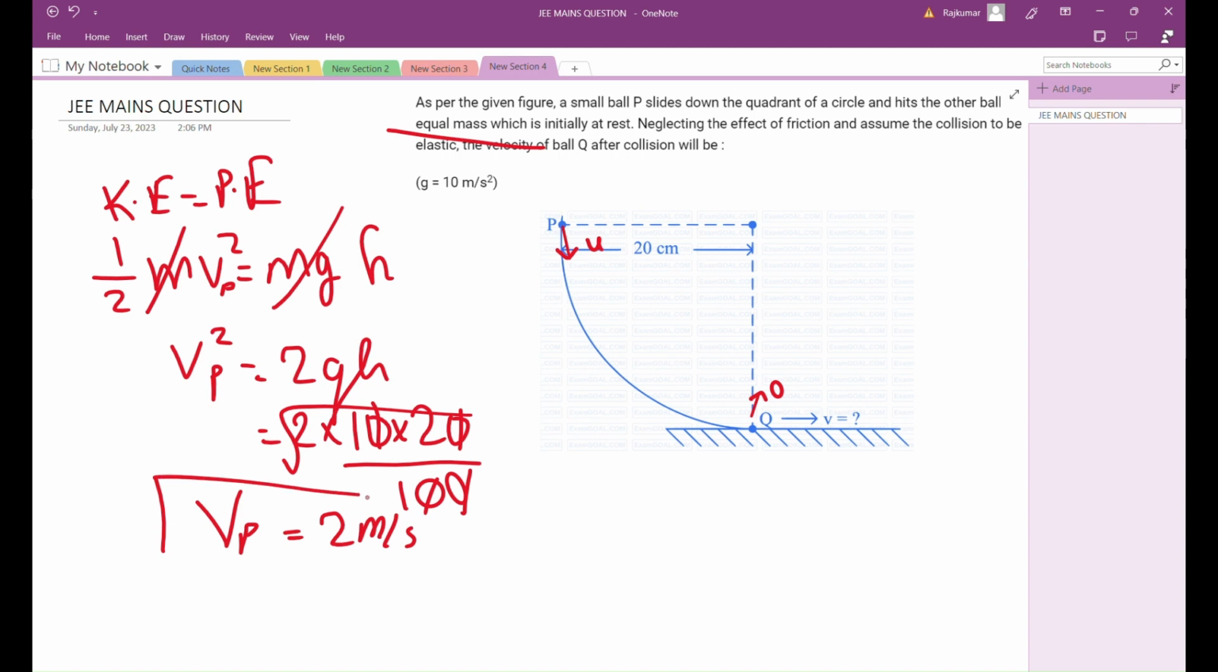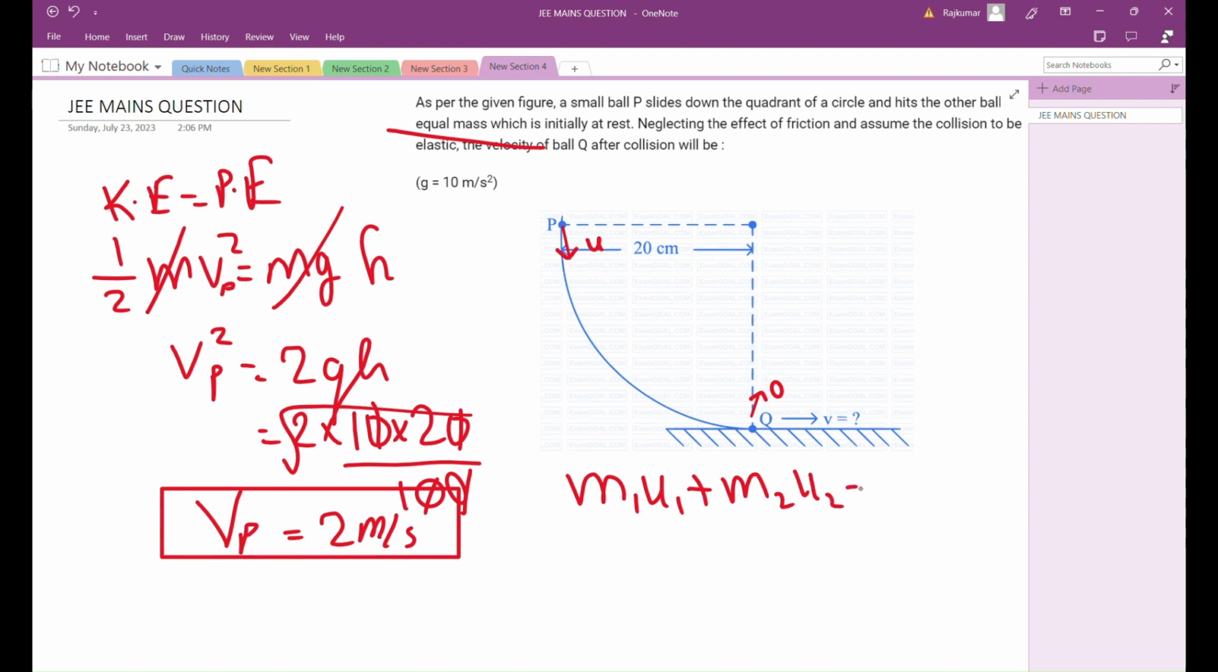Okay, so now what we know from the law of conservation of momentum, m1 u1 plus m2 u2 is equal to m1 v1 plus m2 v2, right? And this is an elastic collision, so this is 0 because the initial velocity of the second body is 0. So m1 is m, so 2m, because the initial velocity of vp is 2 meter per second. So 2m is equal to m1 v1.